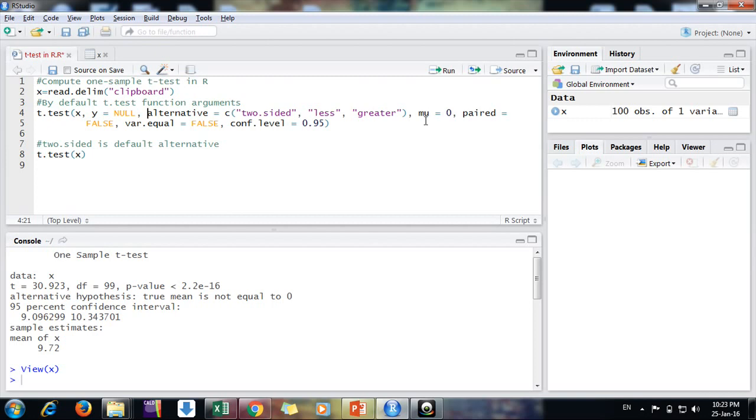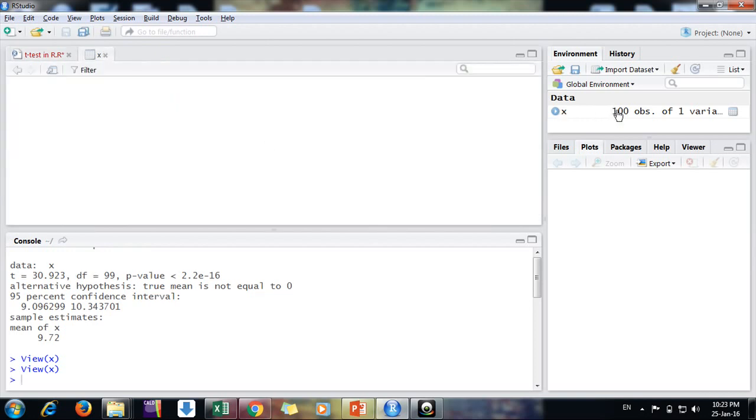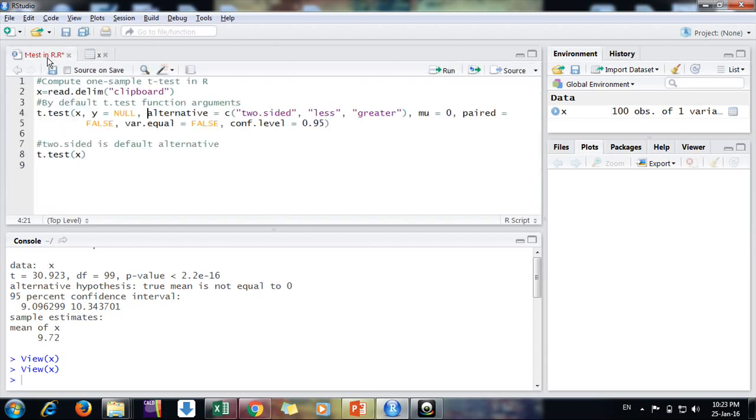Suppose this is our sample of 100 observations, and you want to do a t-test on that. A t-test is used to test for the significance of the mean. Is the mean you are getting significantly different, greater or less than your hypothetical value? It will tell us. So just to test for the significance of the mean, we use the t-test.